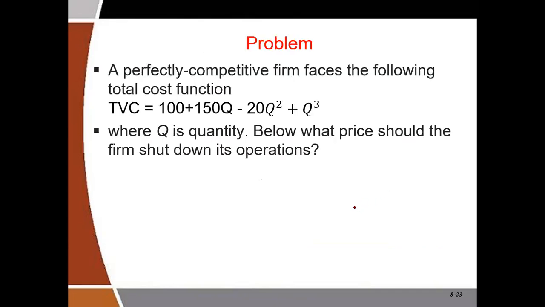So let's look at this example. A perfectly competitive firm faces the following total cost function. Okay. It's supposed to be total variable cost function. Now, we are saying that at the point where we shut down, the price must be equal to the minimum of the average variable cost. That means that we first have to find the average variable cost before we can even find its minimum.